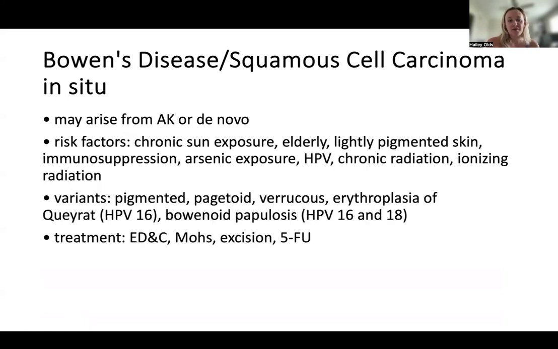And then it can come from an AK or just on its own. Risk factors are pretty similar to that of an AK, but also HPV and radiation, arsenic exposure. And like I said, there's different variants, and you can treat this with Mohs, excision, 5-FU, Aldara, ED&C, kind of depends on the site too.